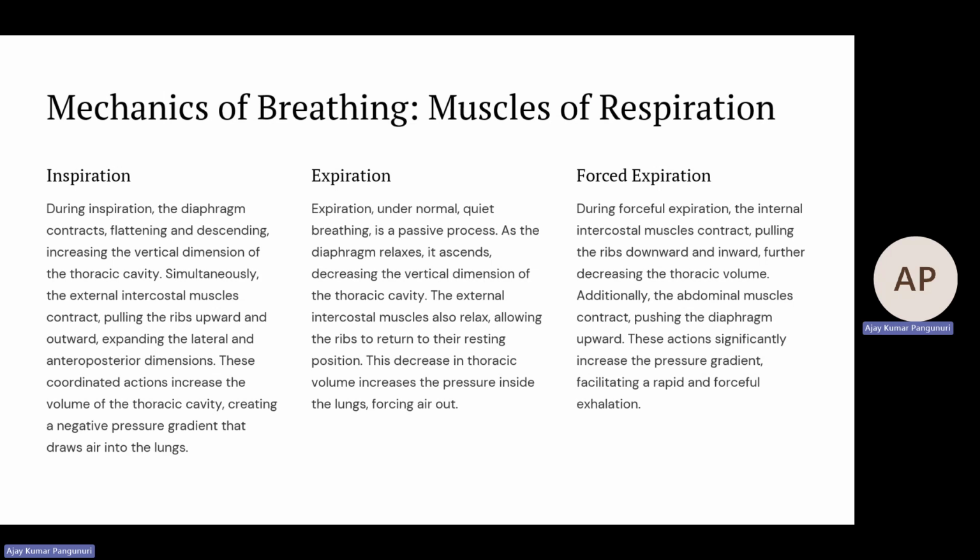Forced expiration. During forceful expiration, the internal intercostal muscles contract, pulling the ribs downwards and inwards, further decreasing the thoracic volume. Additionally, the abdominal muscles contract, pushing the diaphragm upwards. These actions significantly increase the pressure gradient, facilitating a rapid and forceful exhalation.